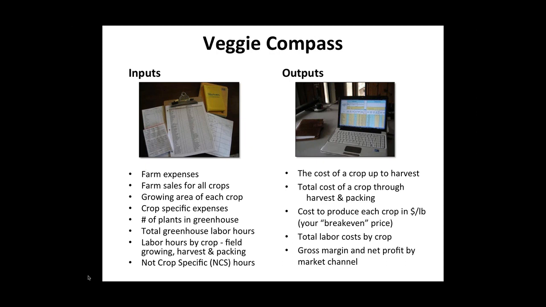That's a pretty significant set of inputs. We like to believe that the outputs are worth it. The outputs that VeggieCompass gives you are the cost of a crop up to harvest, the total cost of a crop through harvest and pack, the cost to produce each crop in terms of dollars per pound or dollars per bunch, depending on how a crop is sold, the total labor cost by crop, and then finally a gross margin and profit analysis by market channel for your farm.